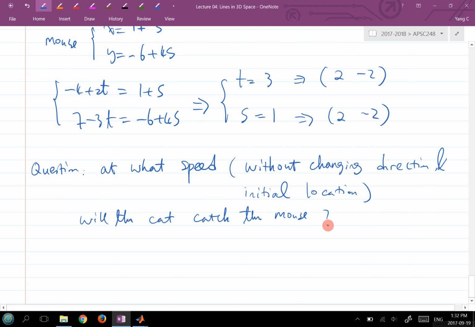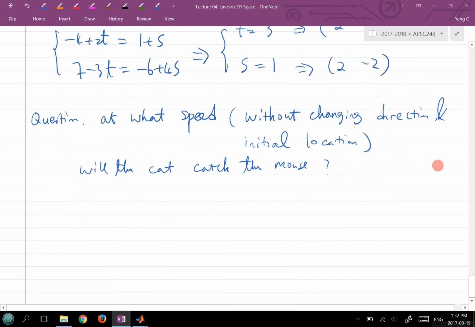At what speed will the cat catch the mouse? So let's try this one here. Okay, and this will be my approach here. Here's the original speed, velocity. I should say velocity, not speed. At what velocity? Here's the original velocity. That was 2, -3, 0. Okay, this is the original one for the cat.